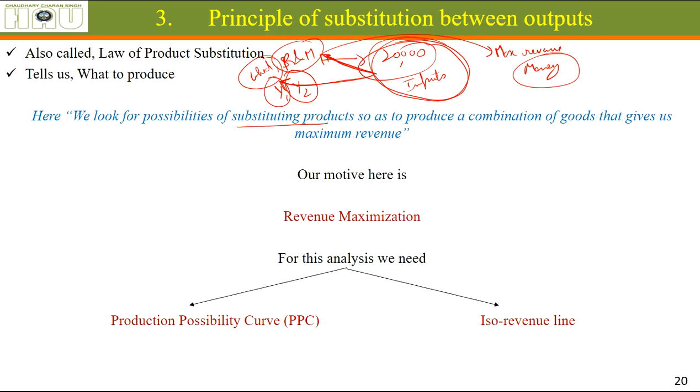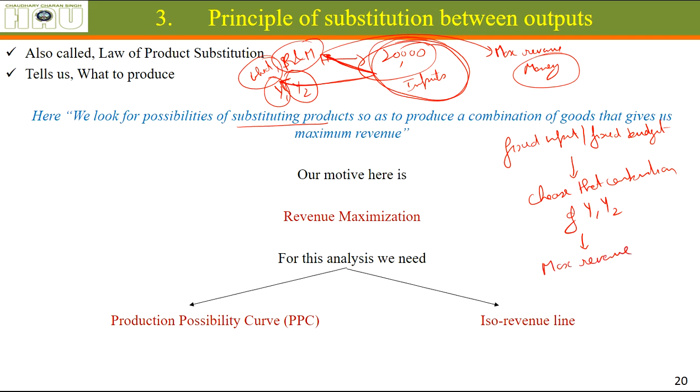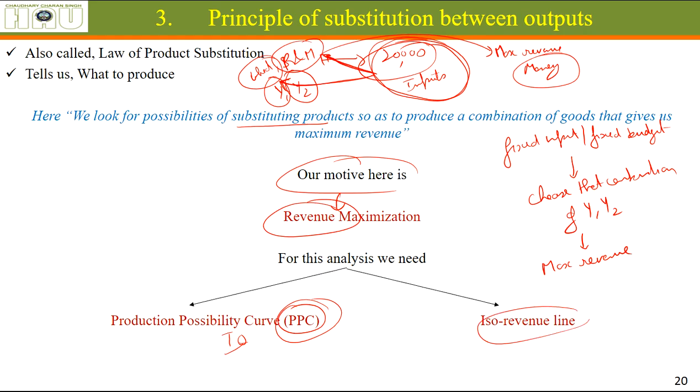With a fixed input quantity, or we can say a fixed budget to buy those inputs, we have to choose that combination of outputs y1 and y2, that is wheat and rapeseed and mustard, that will give us maximum revenue. Our motive here is maximum money, revenue maximization. For this purpose, just like the isoquant, we'll need a PPC, that is the production possibility curve, and just like the iso-cost line, we'll need an iso-revenue line.